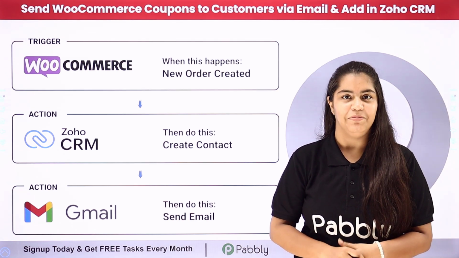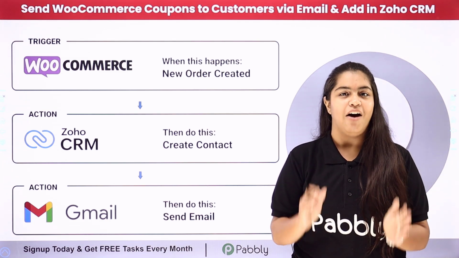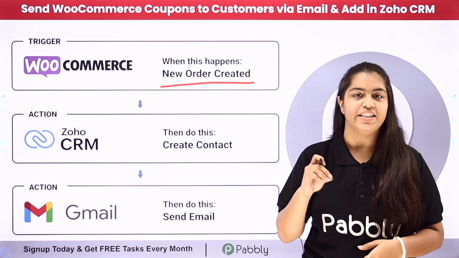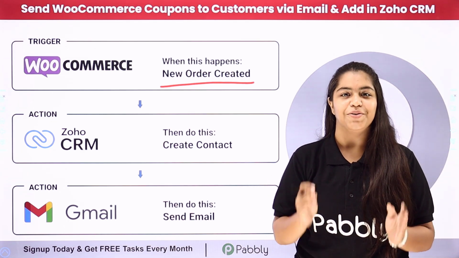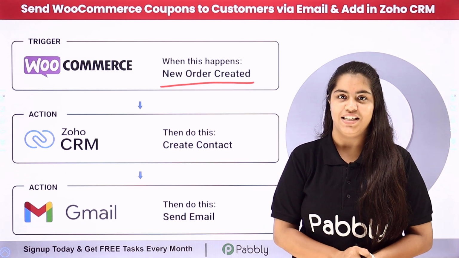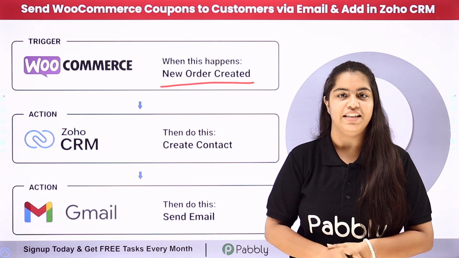I'm running an edutech company and I'm selling my online courses with the help of my WooCommerce account. And now I want that as soon as a new order is created in my WooCommerce account, automatically with the help of the same customer details, a new contact should be created in my Zoho CRM too, and an automated email should be sent to that customer with a new discount coupon so that I can encourage the next purchase.